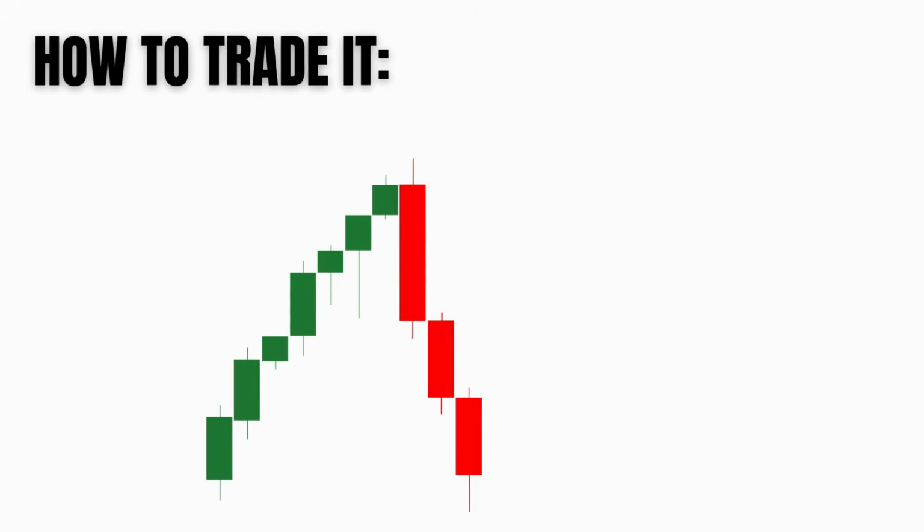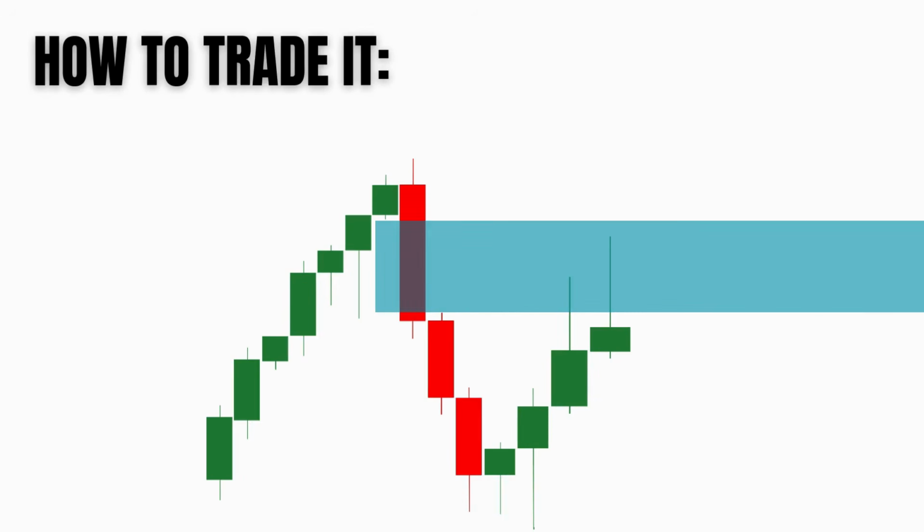How to trade it? Don't chase the initial drop. Wait for price to retrace back into the bearish FVG, and ideally into an inversion FVG zone, a previously bullish FVG that's been violated and flipped to resistance. When these two zones overlap, that's your high probability short entry.